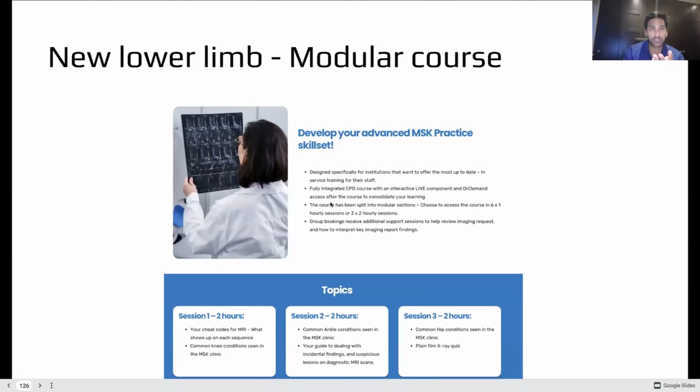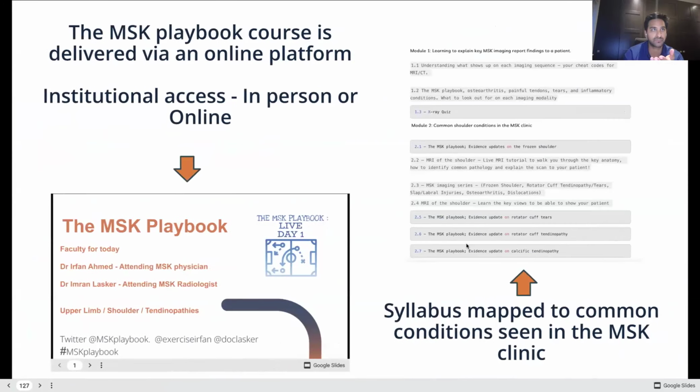You've also got a lower limb module for those of you who subspecialize in looking after knees and hips and that kind of thing. We've broken down a lot of the material from the main course, where we go through everything, and delivered it in specific sessions. Some institutions prefer weekly sessions, on a Wednesday afternoon for example, with everyone logging in online together to hammer home very specific topics, and that can be very useful. If that's something you'd be interested in, do get in contact with us, and we can try to organize something like that for you.